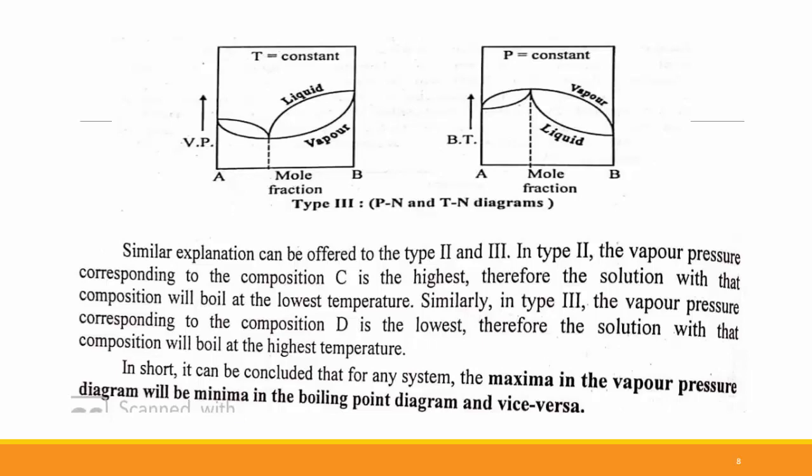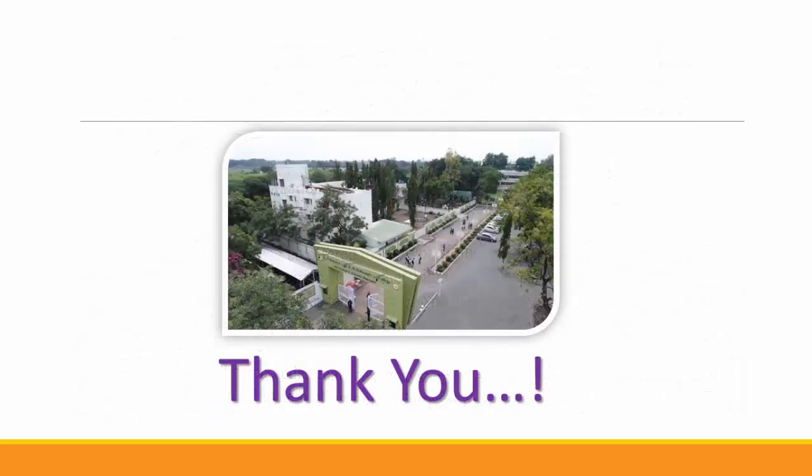Suppose a liquid is highly volatile, its boiling point temperature is always lower. A liquid component with a higher boiling point has a lower vapor pressure. So we can say that a maximum in the vapor pressure diagram will be a minimum in the boiling point diagram, and both are vice versa. With this, I have covered the vapor pressure diagrams and the boiling point diagrams with respect to the mole fraction.